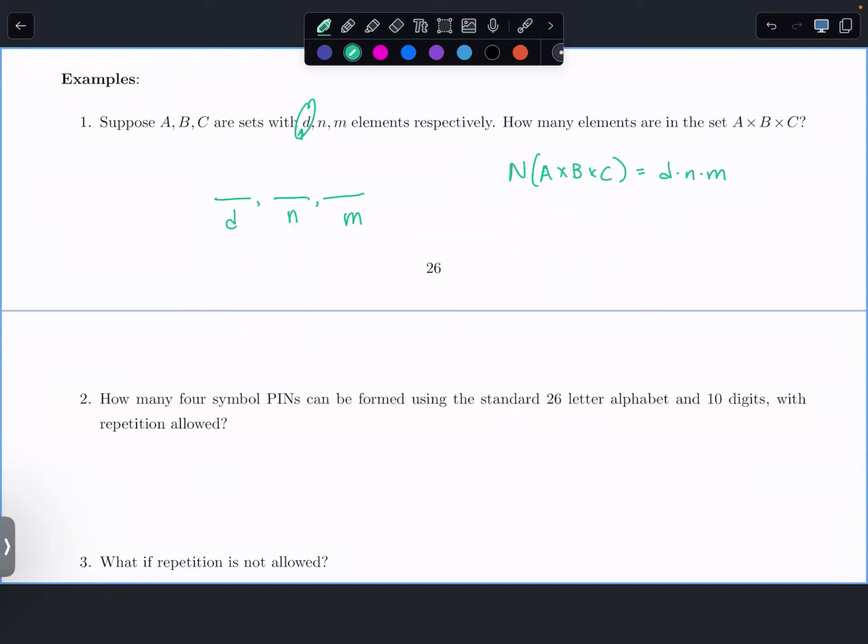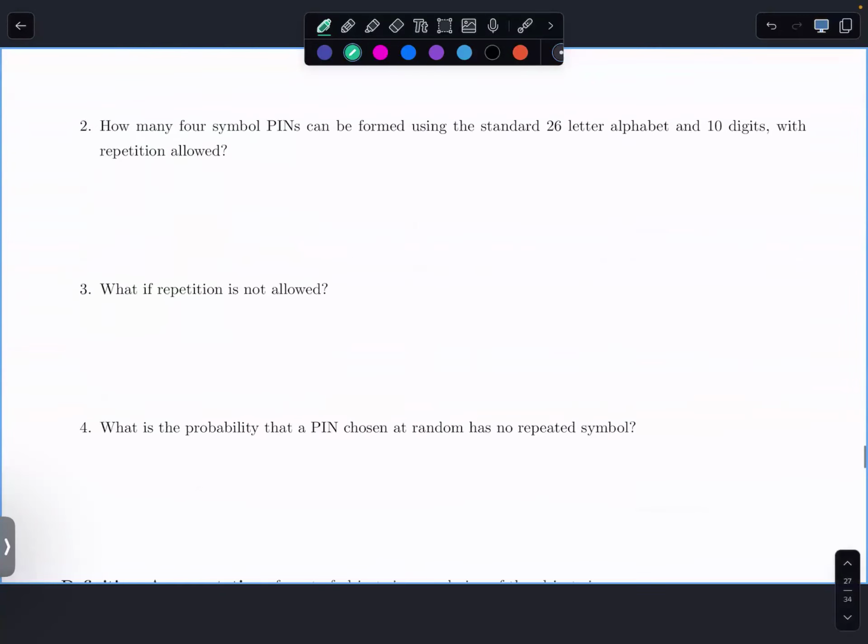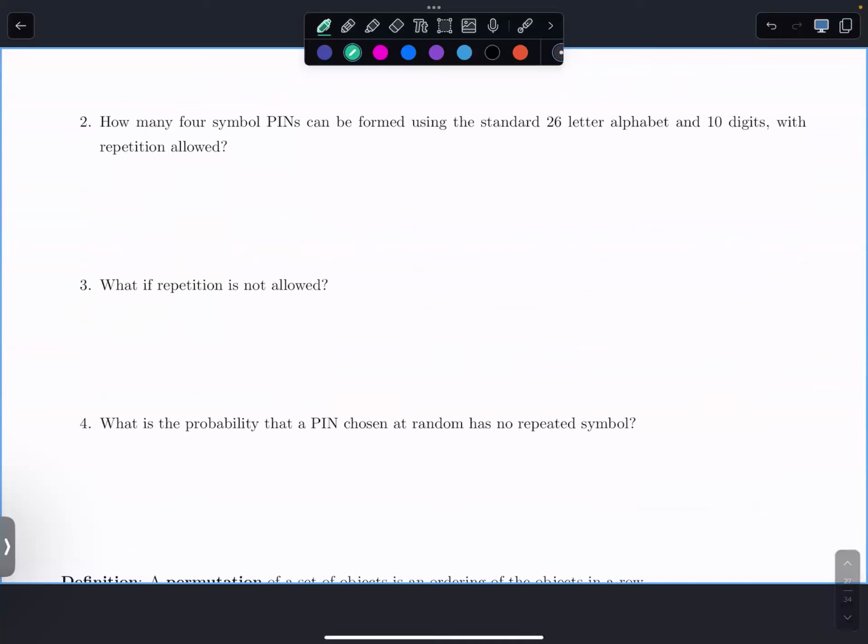All right, you ready to keep going? Now we actually get to start counting. I'm gonna stop doing probability for a little while. Are you ready? Good. How many 4-symbol pins can be formed using the standard 26-letter alphabet and 10 digits? Repetition is allowed.